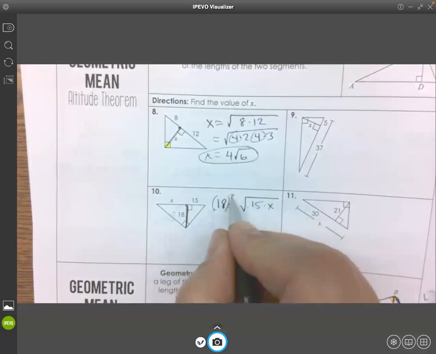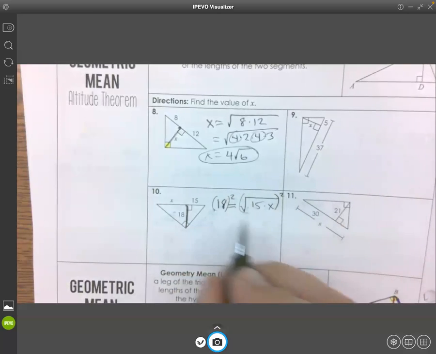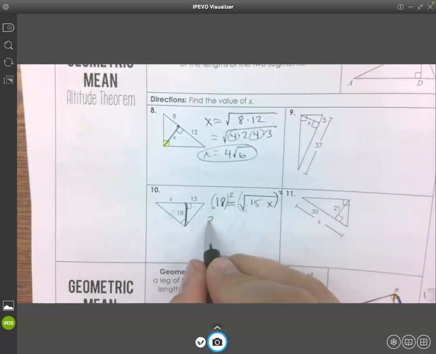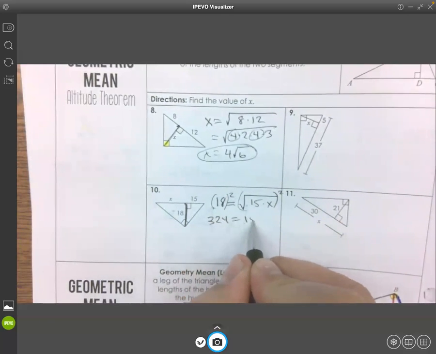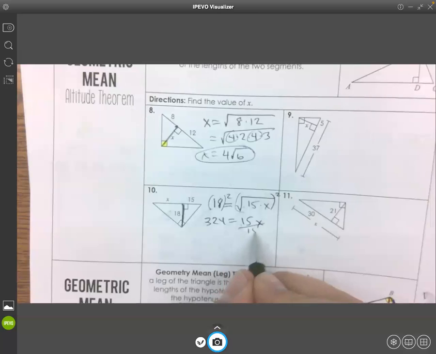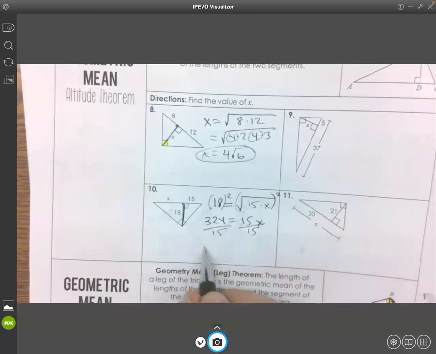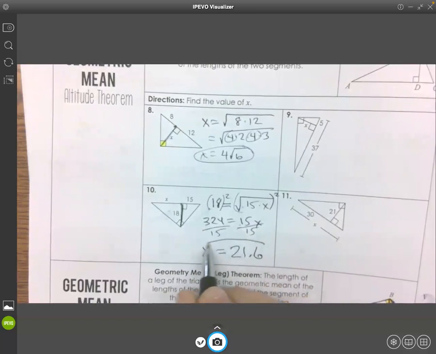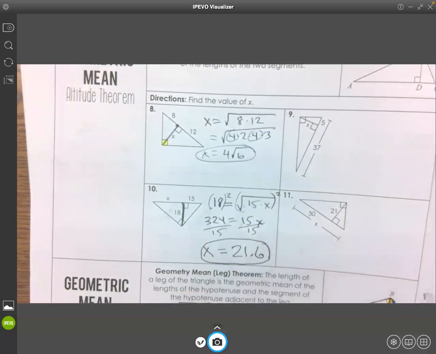Yep, square both sides. 18 times 18 is 324 equals 15x. Just makes the square root go away. And if I divide both sides by 15, I get x equals 21.6. Nice precise answer. There's no rounding involved.